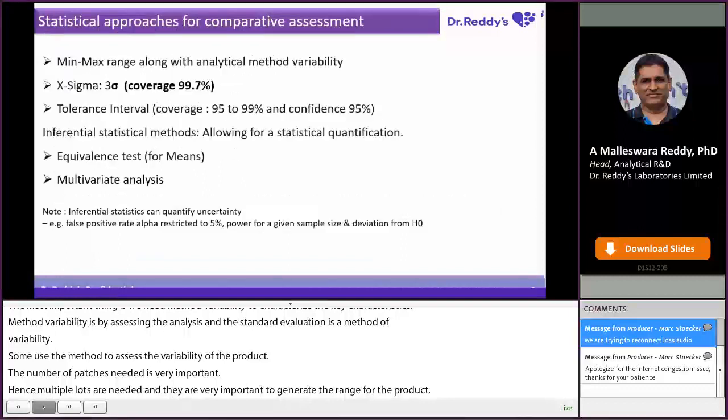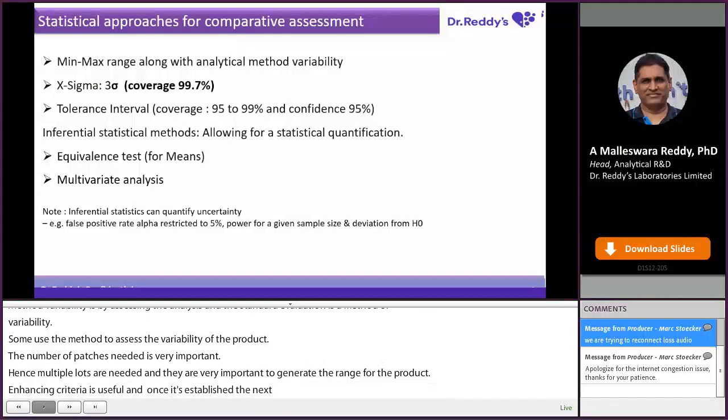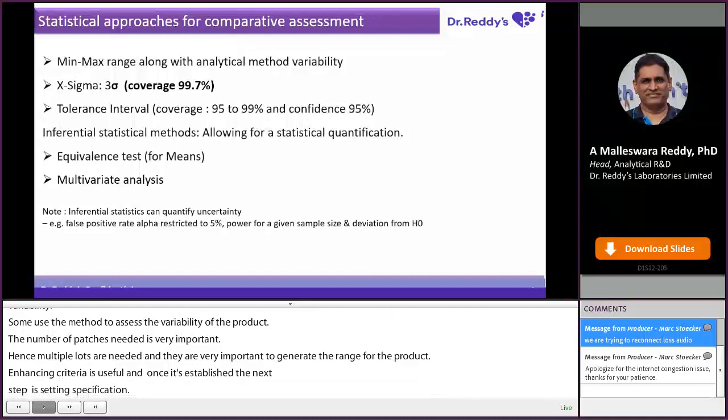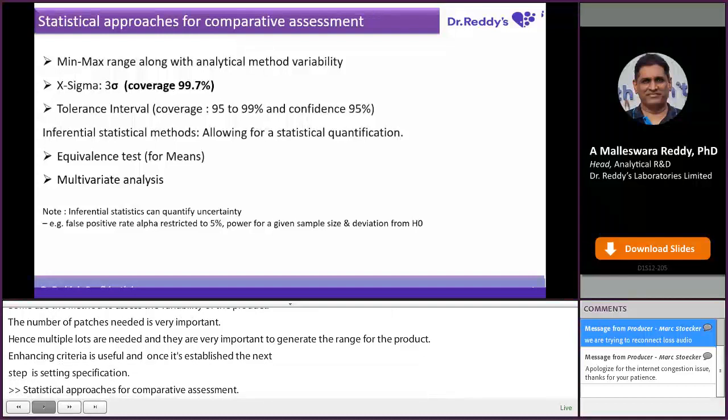So next I have listed different statistical approaches for comparative assessment. The first one is a simplistic approach, the minimum-maximum range of multiple lots of RLD. And typically analytical method variability can be added to the minimum-maximum range. Typically 1 SD is added to the minimum and maximum, and then the range is established.